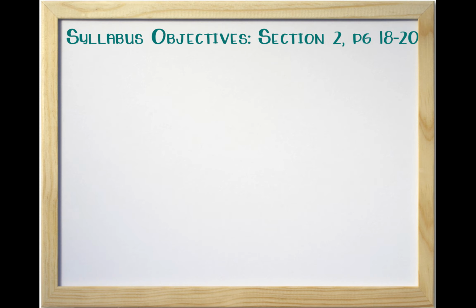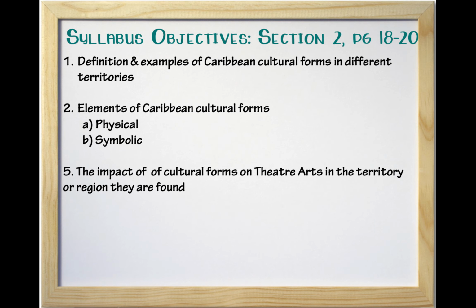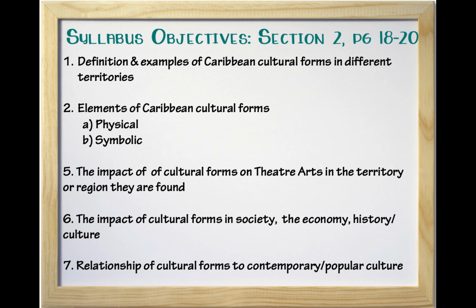First thing we're going to look at is the definition and examples. Then we move on to number 2, which is the elements, physical and symbolic. And we skip to number 5, which is the impact of these cultural forms on theatre arts in the territory in which they are found or in the region in general. Then number 6, which is the impact of the cultural form on society, economy, history, culture. And then 7, the relationship to contemporary slash popular culture.